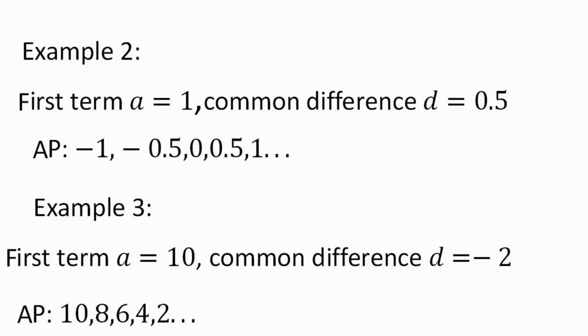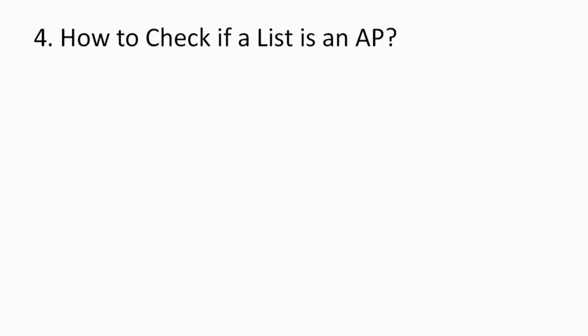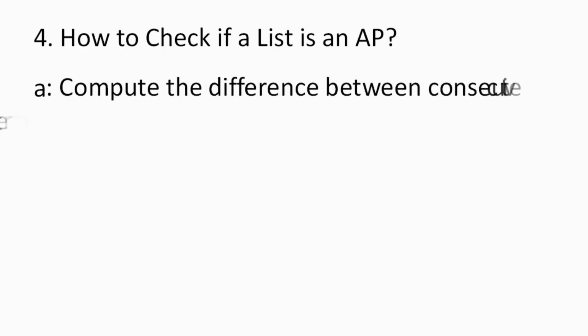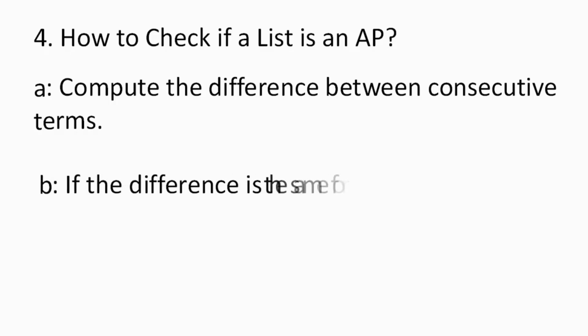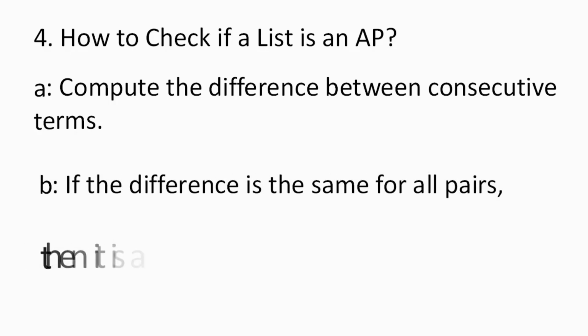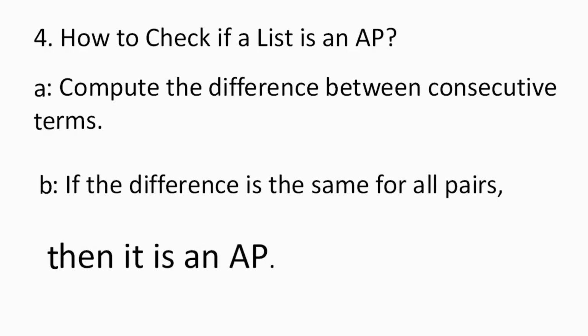Let us say we are given a sequence of numbers. Then how do we find out whether the given sequence is an arithmetic progression or not? First we should find the differences between consecutive terms. Then check if these differences are the same or not. If all the differences are the same, then it is an arithmetic progression, otherwise not.